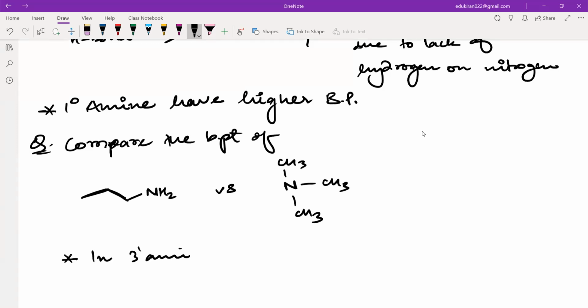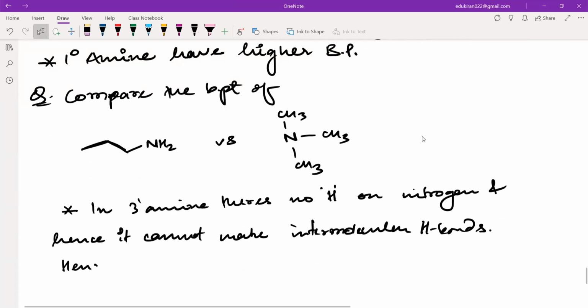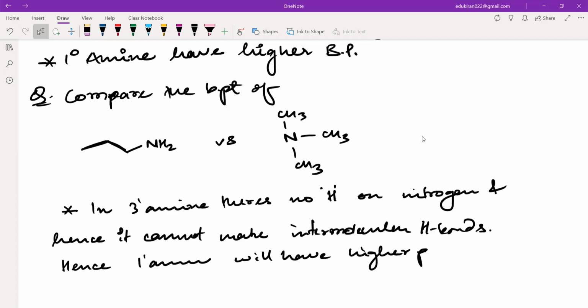In 3 degree amine, there is no hydrogen on nitrogen, and hence it cannot make intermolecular hydrogen bonds. Hence 1 degree amine will have higher boiling point. Okay.